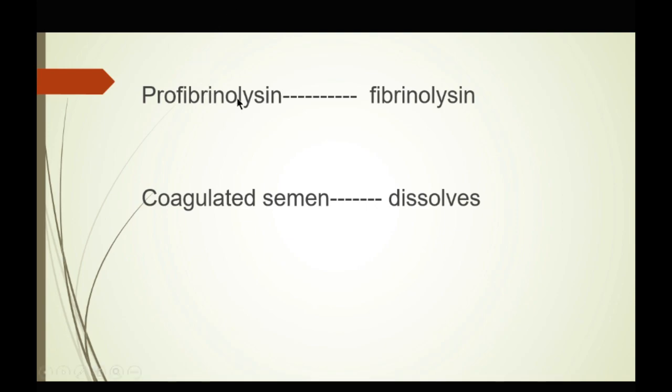But after the semen is ejaculated in the female reproductive tract or in the vagina, 15 to 20 minutes later that semen dissolves. It must dissolve, because until it dissolves, the sperms will not move freely or rapidly. So the coagulated semen must be dissolved in the female reproductive tract, and this dissolving of the coagulated semen is carried out by the fibrinolysin.